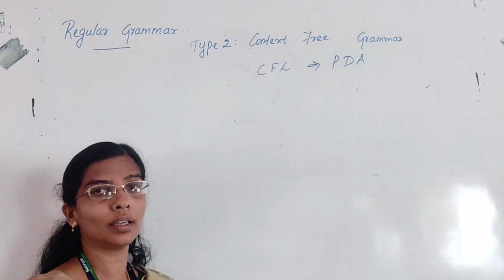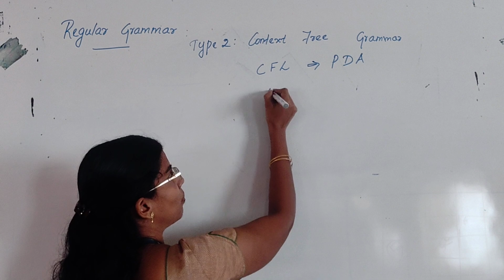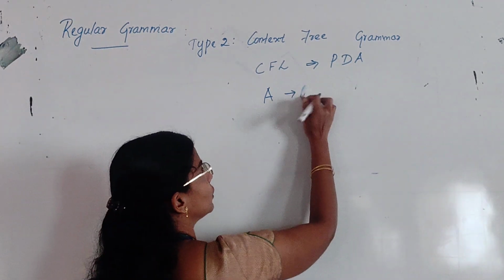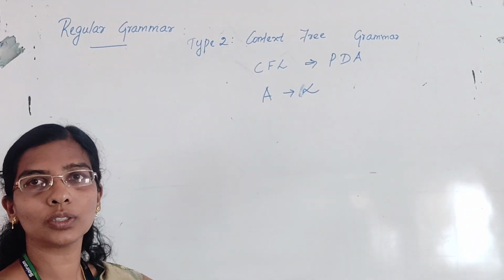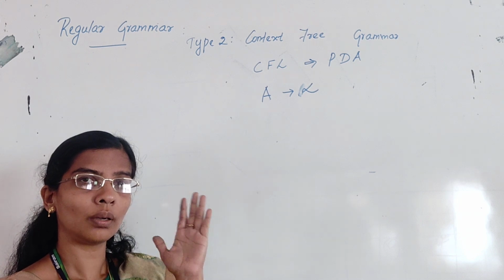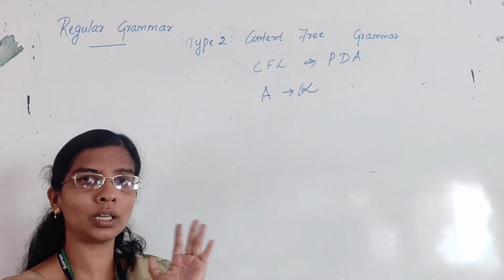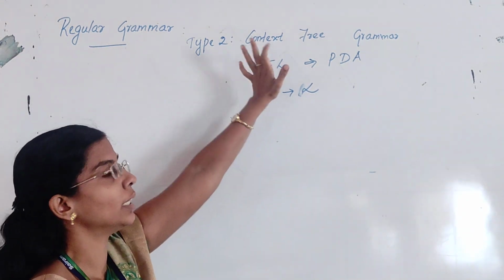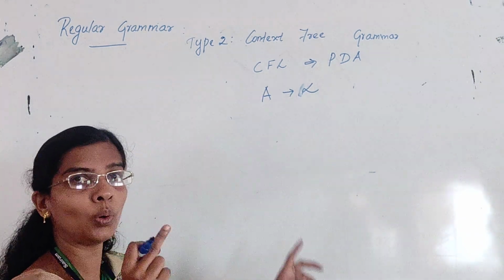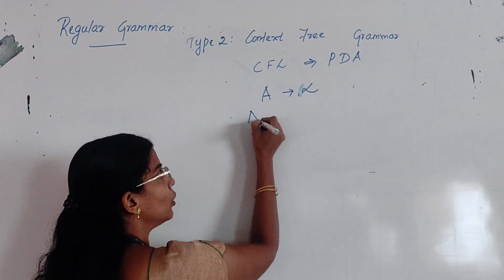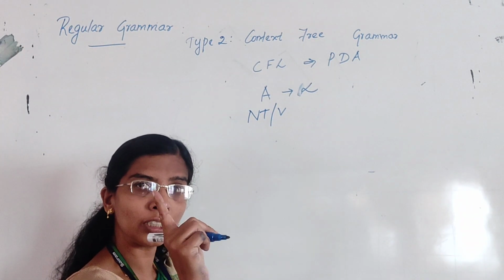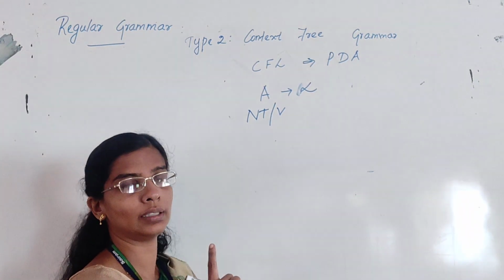Context free grammar. Here the form of my production is A tends to alpha. Till now we have seen alpha tends to beta, where alpha and beta are combinations of variables and terminals. Here in context-free grammar, the form is A tends to alpha. A is uppercase, so in the left-hand side I can have only a non-terminal or variable, and that too a single non-terminal in the LHS.